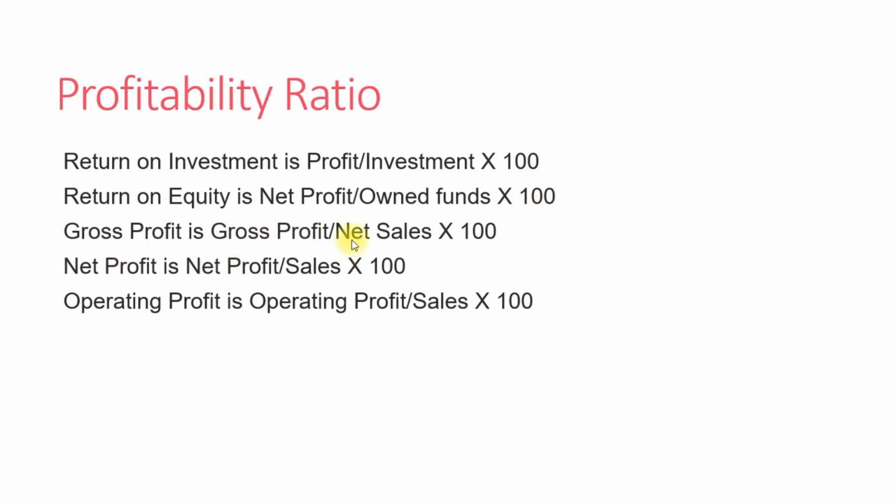Gross profit ratio is gross profit by net sales into 100. Net profit ratio is net profit by sales into 100. Operating profit ratio is operating profit by sales into 100. Operating profit is a margin of profit on operations and reveals the efficiency of a firm.